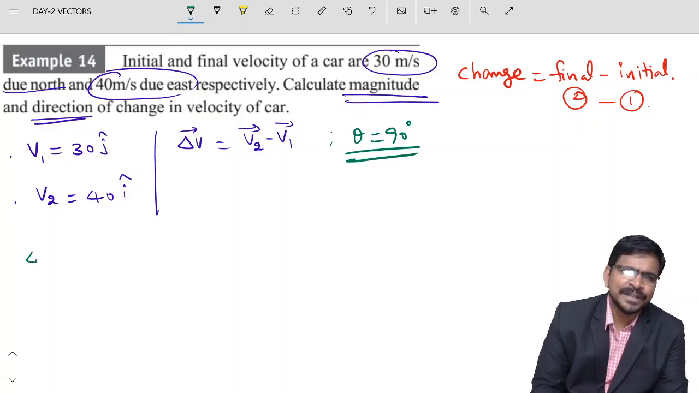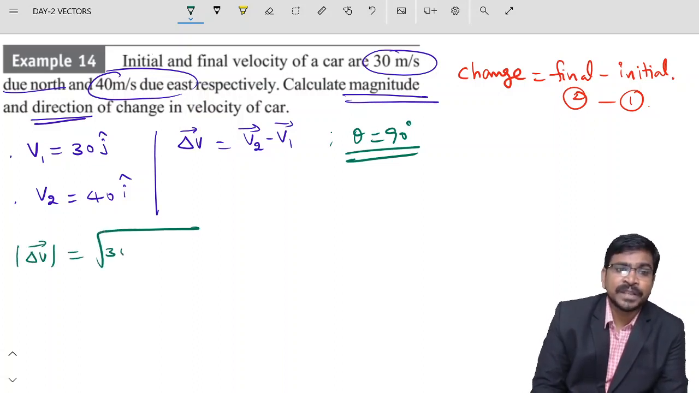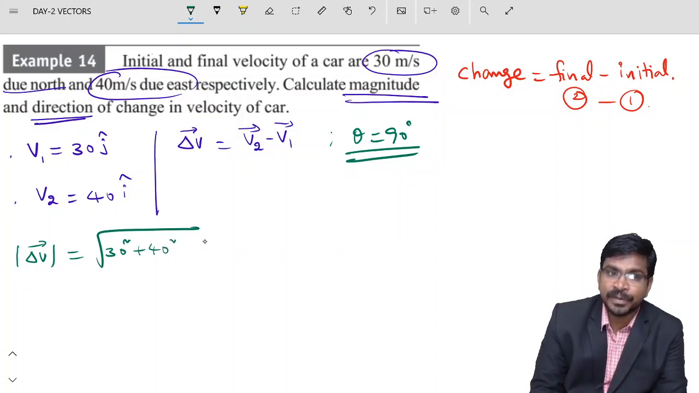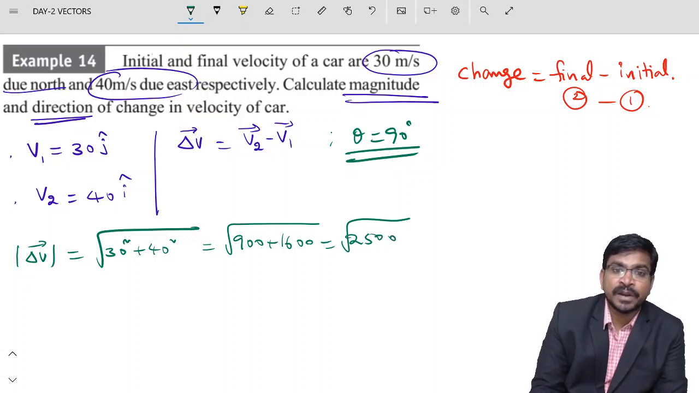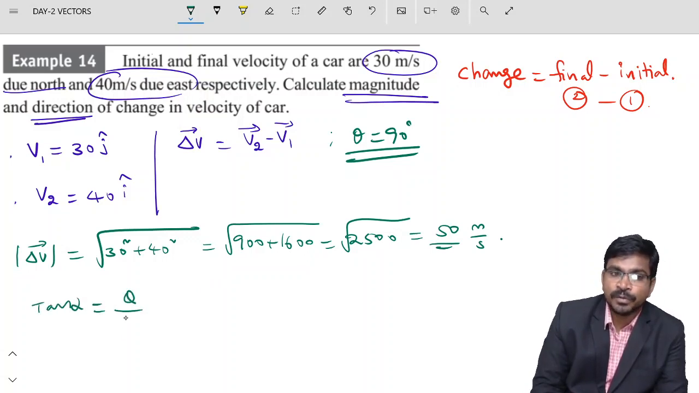So simple, the change in velocity magnitude is square root of 30 square plus 40 square, which gives square root of 900 plus 1600, which results in 2500, which gives me 50 meters per second. And direction: tan alpha is q by p.